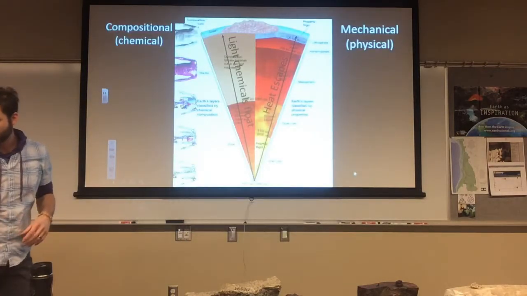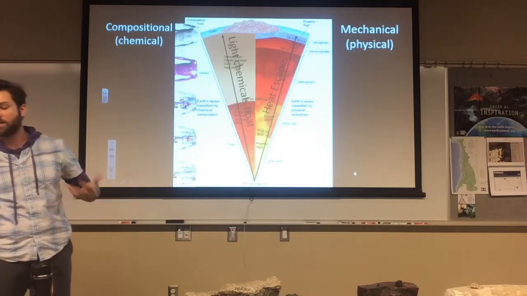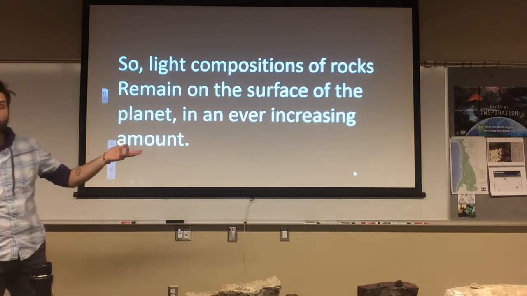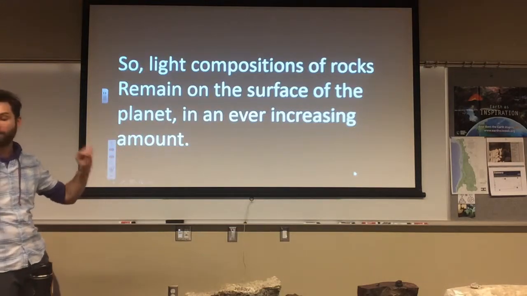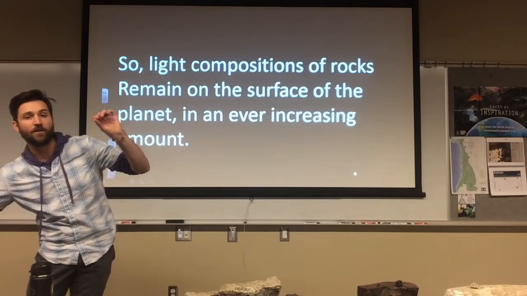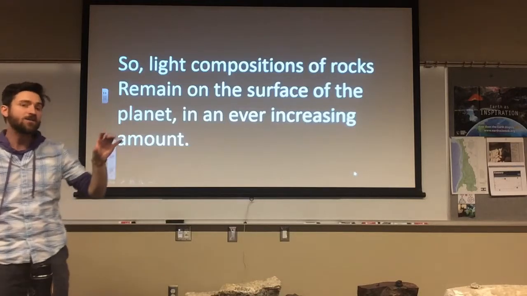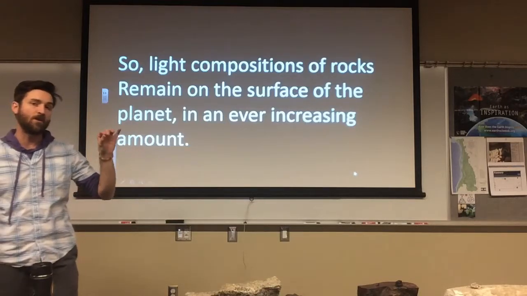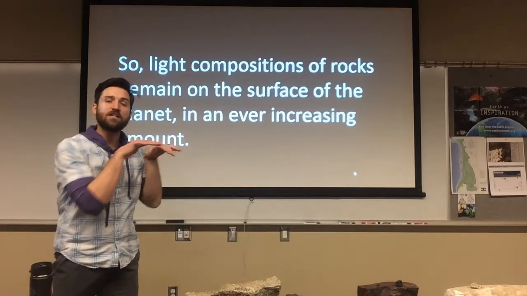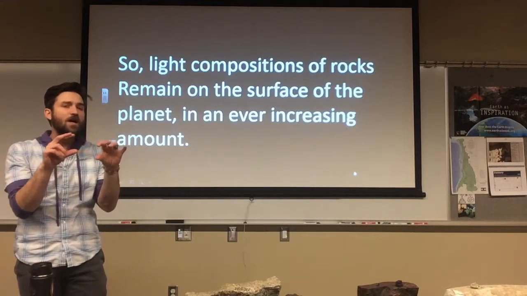We had gone over this diagram at length quite a few times to build the crust via light chemicals floating and heat escaping. And it was through the light compositions remaining on the surface in an ever-increasing amount that we talked about the continental and oceanic crust thickening through time. Now, continental crust, as you saw in one of those last diagrams, doesn't subduct, but oceanic crust does. So oceanic crust doesn't really get thicker through time.